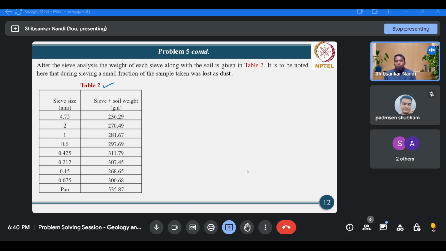Now in table 2, after the sieve analysis, the weight of each sieve along with the soil is given. In this table, you have the sieve weight plus the soil weight, which is the soil retained on that sieve. And this is the additional statement we have discussed: it is to be noted here that during sieving a small fraction of the sample taken was lost as dust.